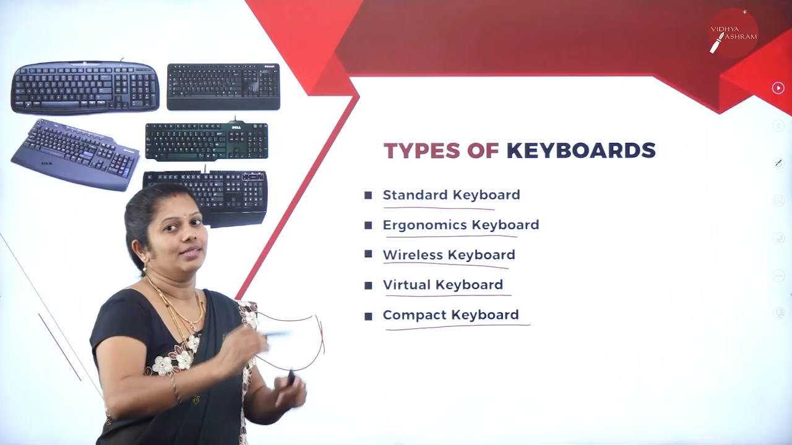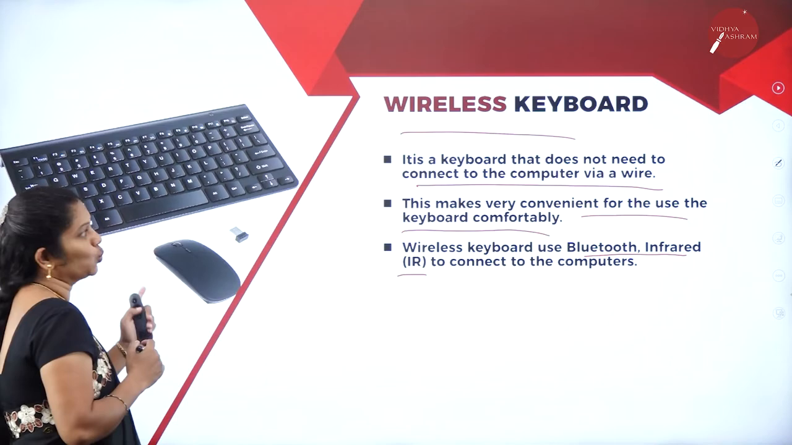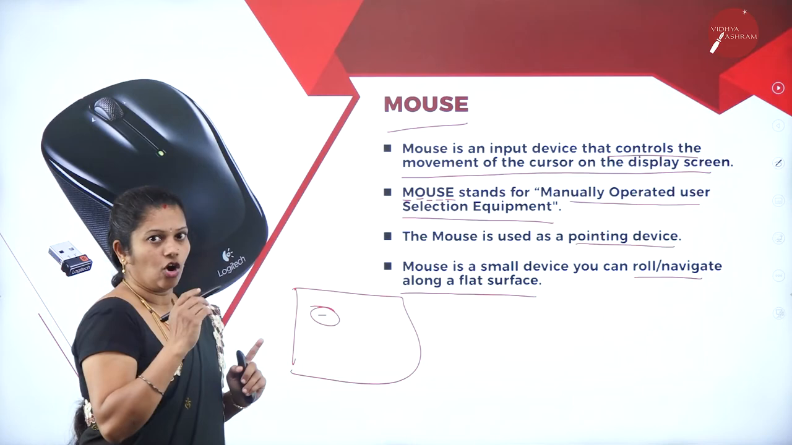A single key itself acts for multiple actions. This is a standard keyboard. This is the ergonomic keyboard. And this one is the wireless keyboard. This is a virtual keyboard. And the last one is the compact keyboard. Next, when we come to the mouse, there are two types: the optical mouse as well as the mechanical mouse.